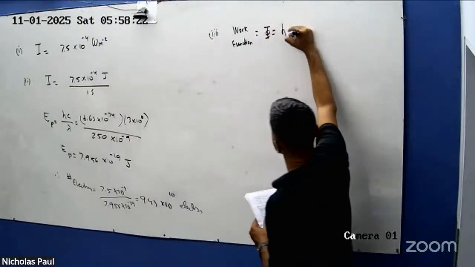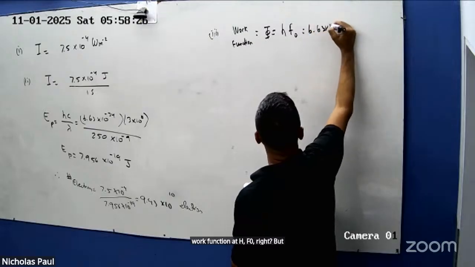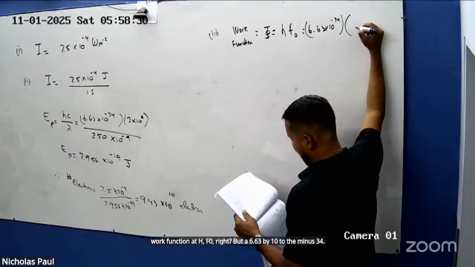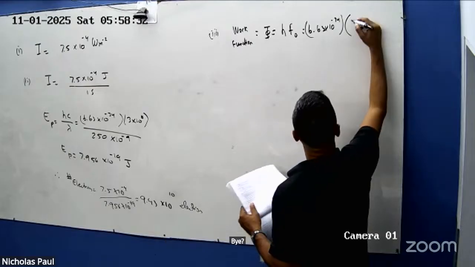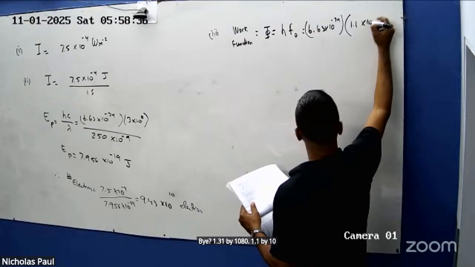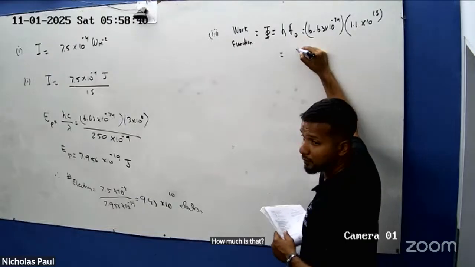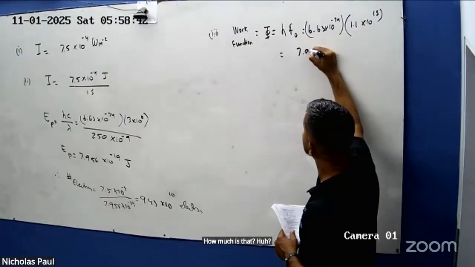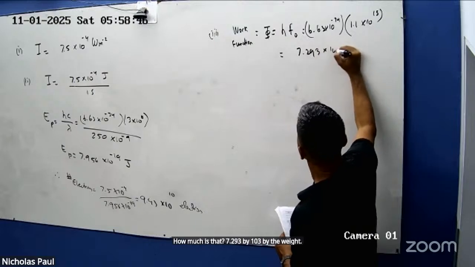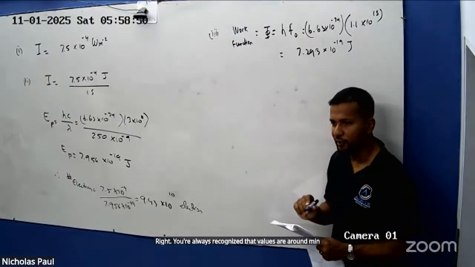Work function is h f naught, right? So that's 6.63 by 10 to the minus 34 by 1.1 by 10 to the 15. How much is that? 7.293 by 10 to the minus 19. Right. You'll always recognize the values are around minus 19 range, right?